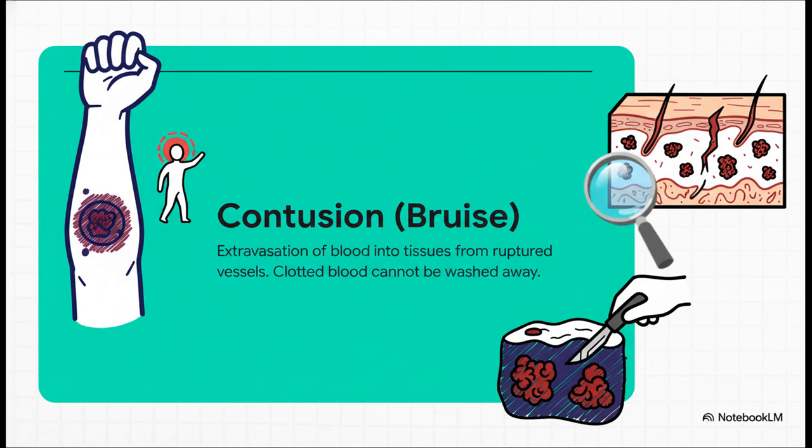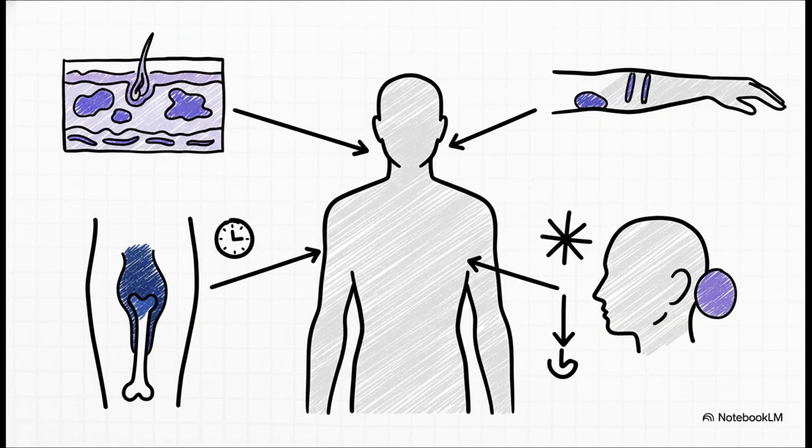And here's a major forensic clue. If you were to cut into a real bruise, you'd see clotted blood that's actually stuck in the tissue. You can't just wash it away. Now, not all bruises are the same. We can group them in a few different ways.